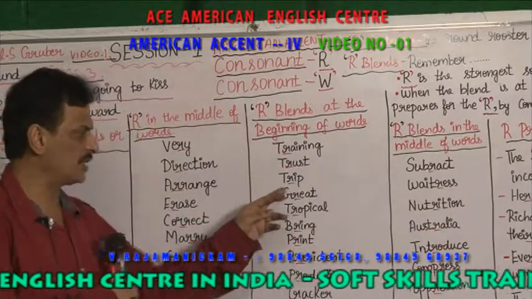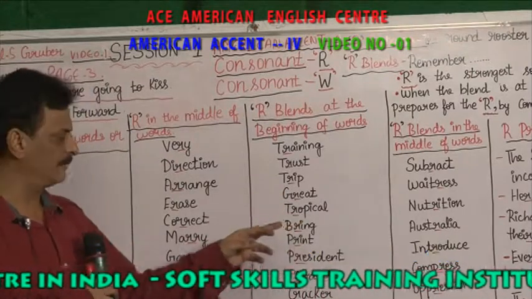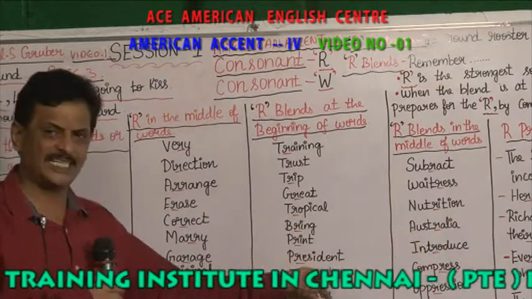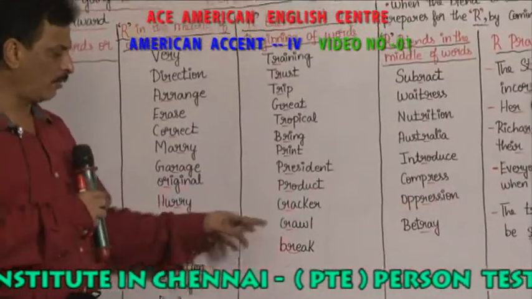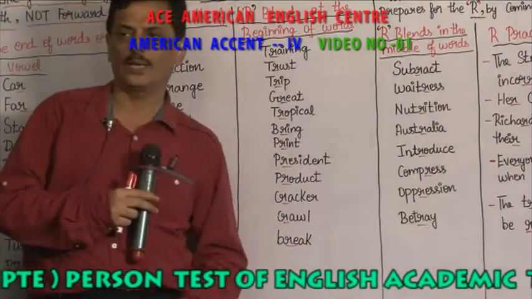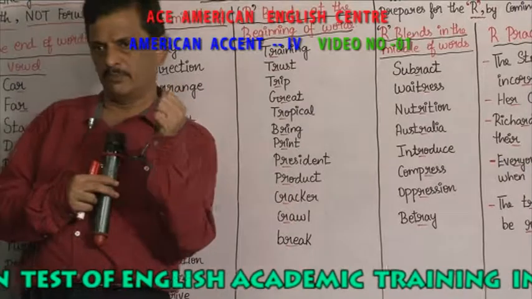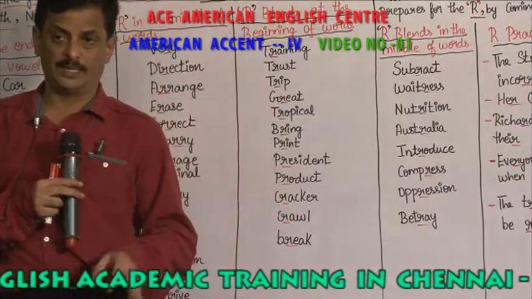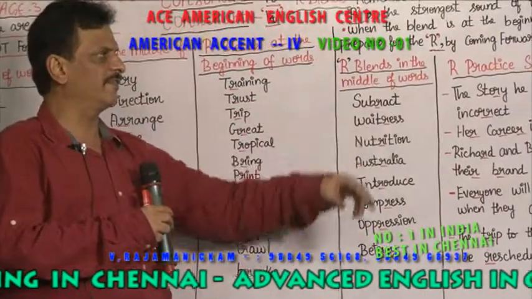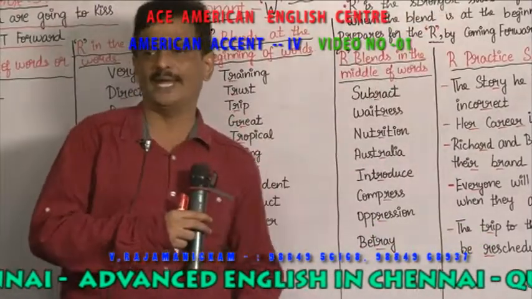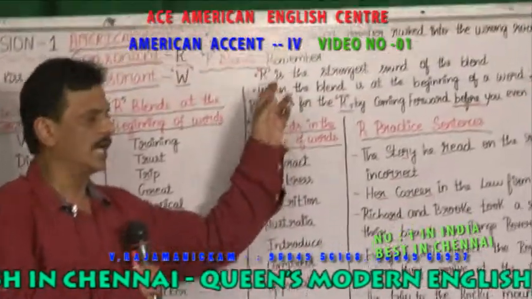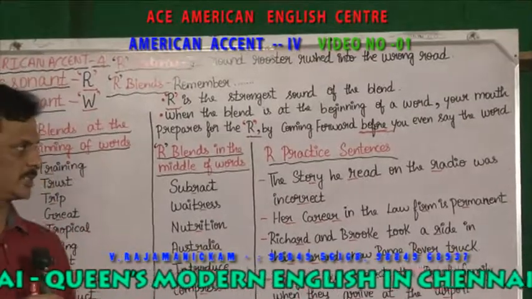Training, trust, trip, great, tropical, bring, print, president, project, cracker, crawl, break. So when it is blending, R sound should be more stressed and the other consonant should be less stressed. Coming here, R blends in the middle of the word. See, R is the strongest sound of the blend. When it is blending with a consonant, R is the strongest letter. It has to be stressed more.